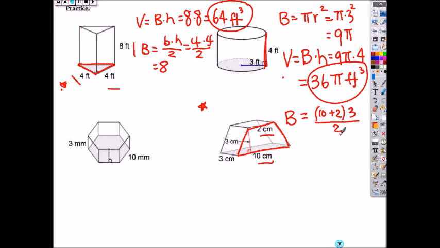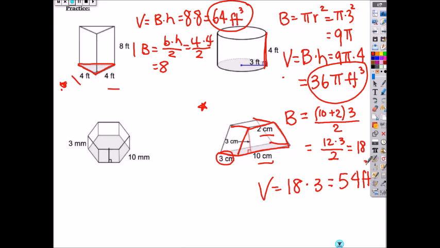Remember that? So you get 12 times 3 divided by 2, which will be 18. So now what's the volume? 18 times, what's the height of this prism? This is the base, right? So the height is the distance between the two bases. How far apart are they? This is the height, right? 3. So you get 54 feet cubed.